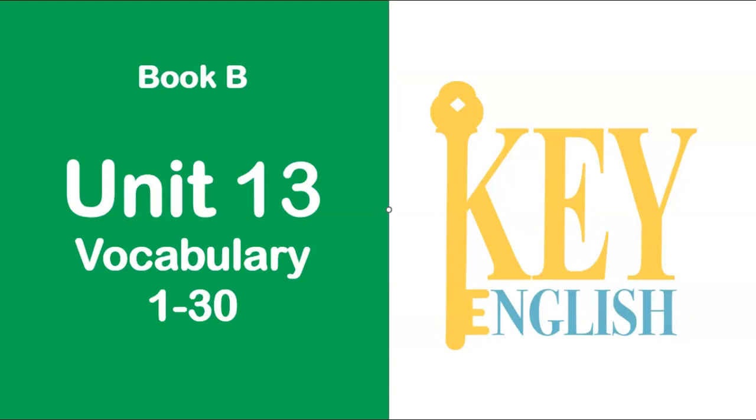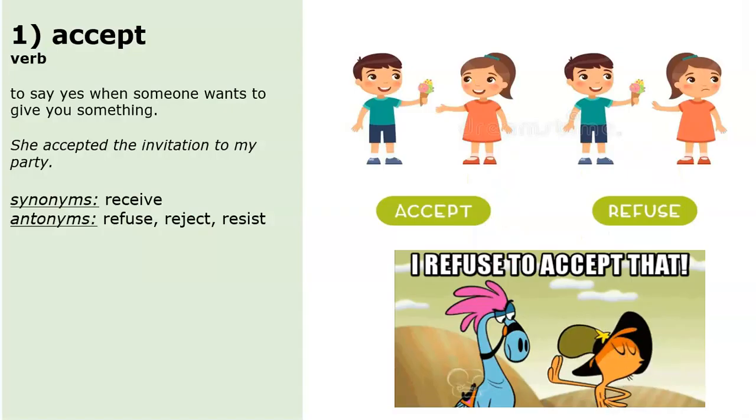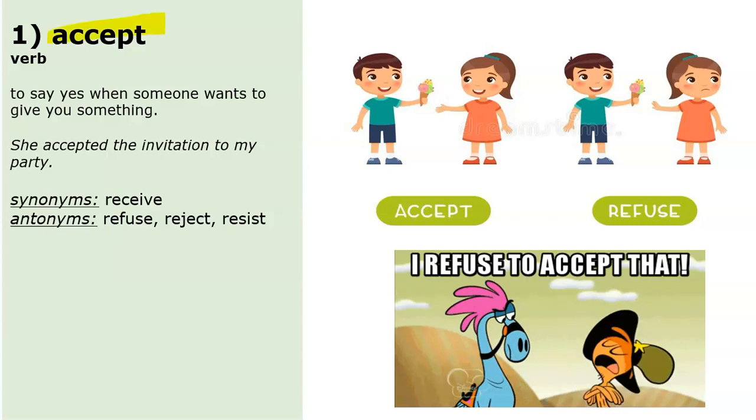Hello everyone, in this video we're going to go over the Book B, Unit 13 Vocabulary Words, numbers 1 through 30. You can follow along using your book at home. Let's get started. Our first word is accept.